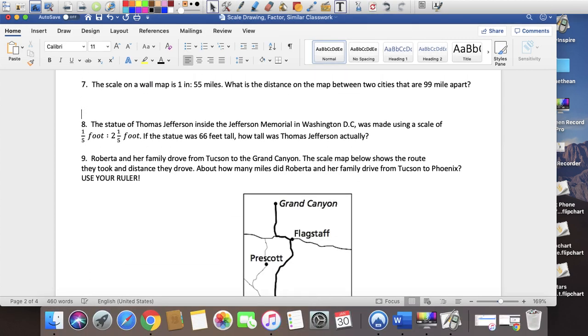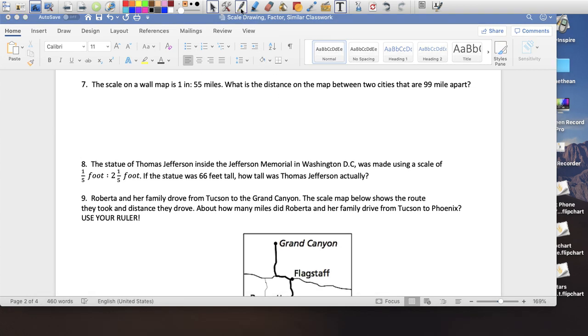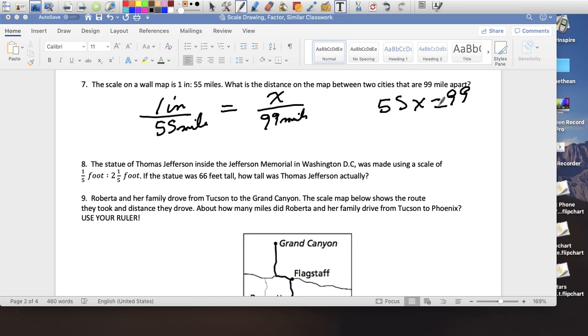Scale on the map is 1 to 55. Seriously. 1 inch is 55 miles. And if they're actually 99 miles apart, that's the distance on the map. Okay, so this is going to be 55x equals 99. Divide both sides by 55. And x equals, I have no idea, 99 divided by 55 is 1.8. Oh, look at that, really? 1.8 inches on the map.